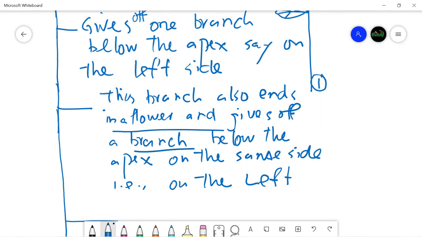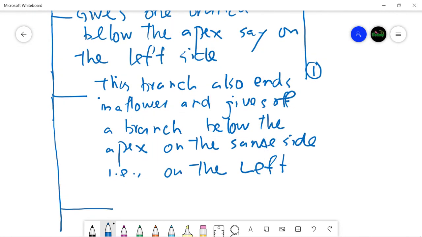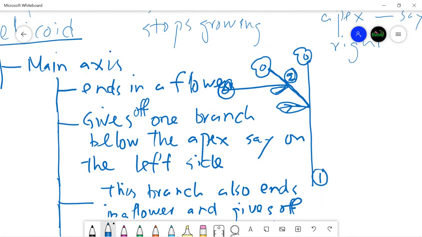Instead of writing all this text, you can say that the next branch, the first daughter axis, repeats the same pattern. Just like the parent axis, it ended in flower and then it will branch on the left side. And the next daughter axis, number 3, will again end in a flower and produce a branch on the same side, that is on the left side. Here we have a leaf, and this branch has also ended in a flower. Our diagram has come quite close to the text anyway.